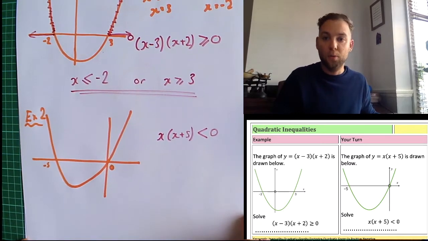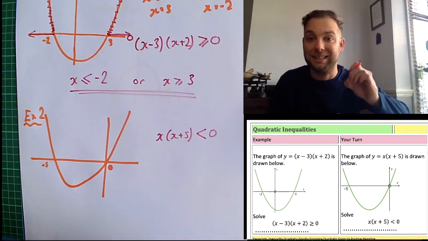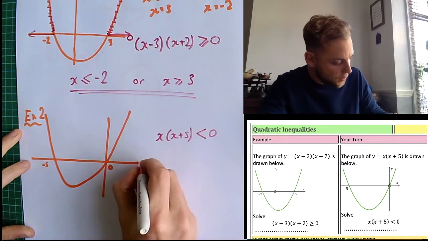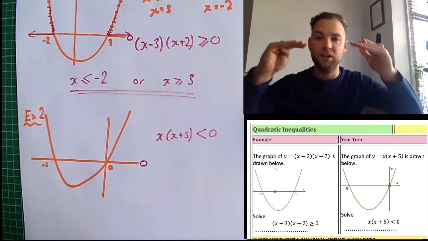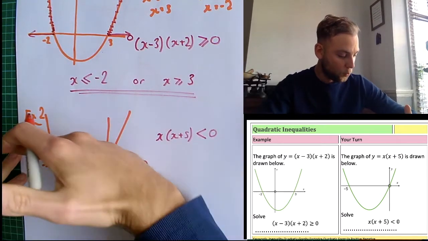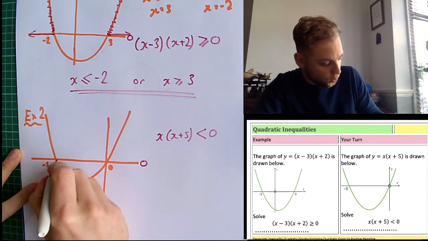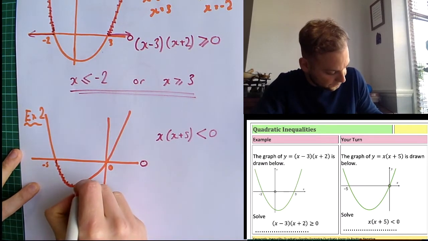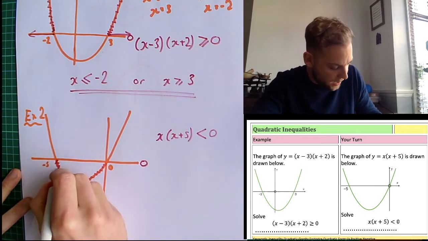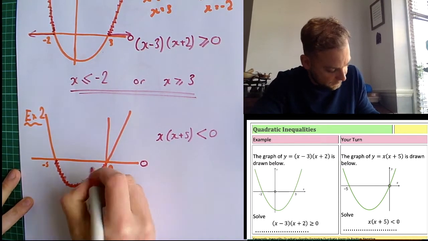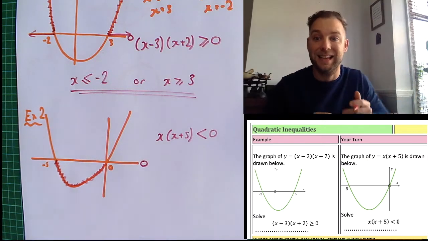Now, the whole point here is we're looking for when it's less than 0. Now, 0 is this part here. This is when it's 0. So when is this less than 0? When it's below this. So it's all of this part here. Everything which is below this, which is this part here. So this is when it's less than 0.